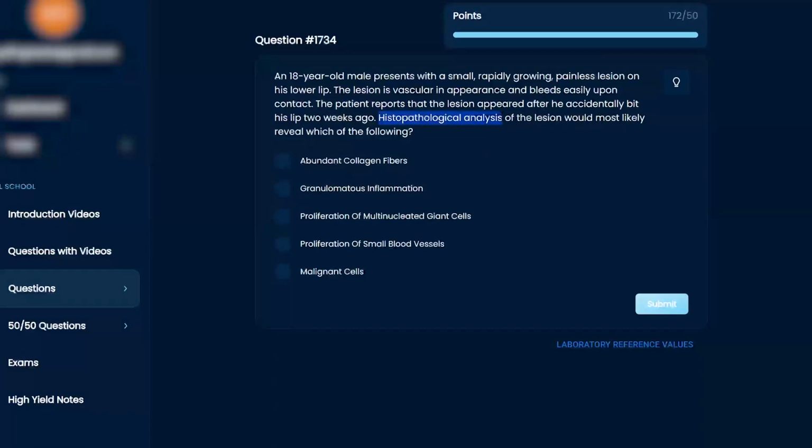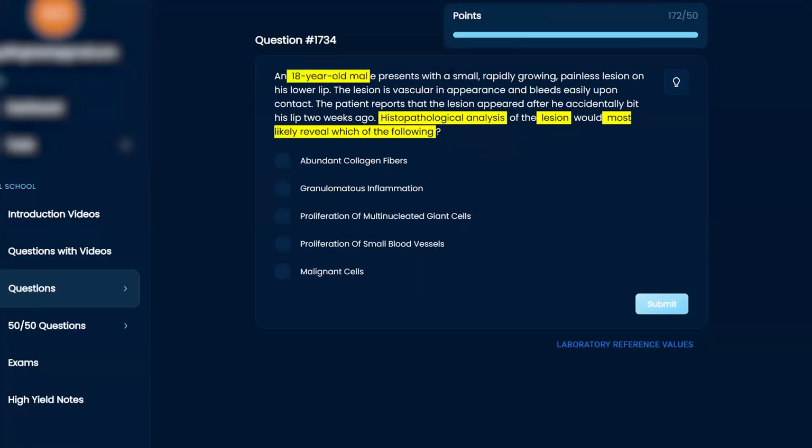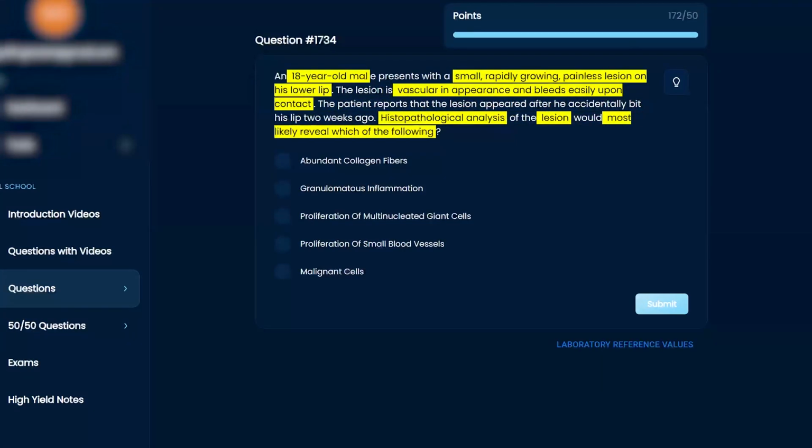Histological analysis of the lesion would most likely reveal which of the following: abundant collagen fibers, granulomatous inflammation, proliferation of multinucleated giant cells, proliferation of small blood vessels, or malignant cells. An 18-year-old male presents with a small, rapidly growing, painless lesion on his lower lip. The lesion is vascular in appearance and bleeds easily upon contact. The patient reports the lesion appeared after he accidentally bit his lip 2 weeks ago. Histologic analysis of the lesion would most likely reveal which of the following?